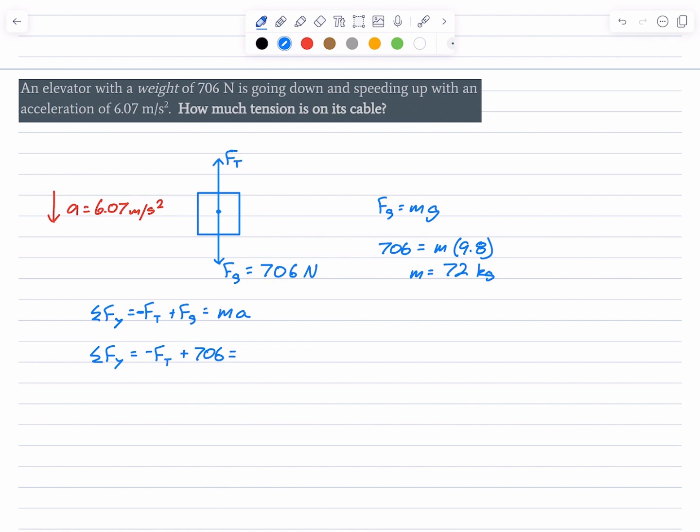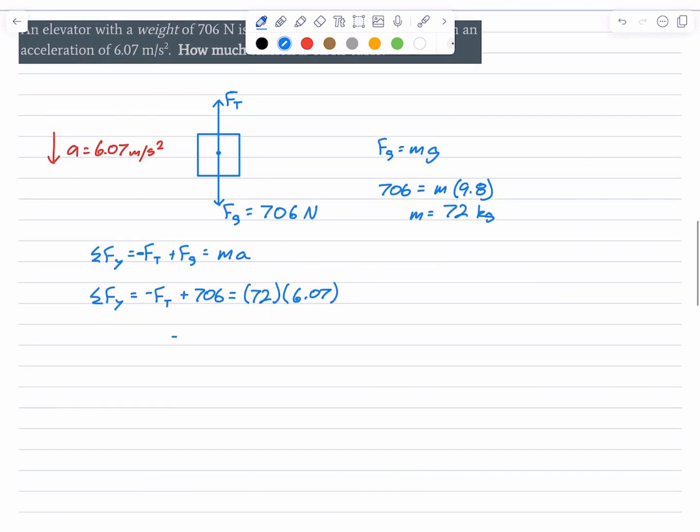And then that's going to be equal to the mass of the elevator, which we figured out was 72 kilograms, times the elevator's acceleration, not gravitational acceleration, the elevator's acceleration of 6.07. And again, this just becomes an algebra problem. So you'll end up finding that negative F sub t equals negative 269 newtons, but we want F sub t without that negative, so we'll just flip the signs, and our answer is going to be that tension force on the cable is 269 newtons.